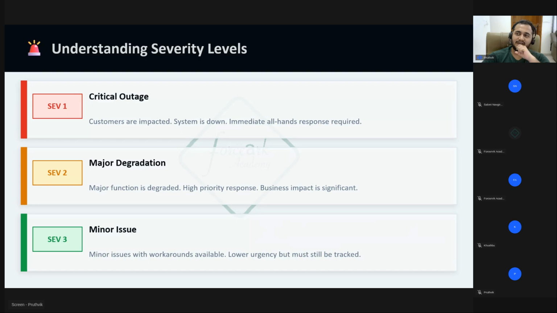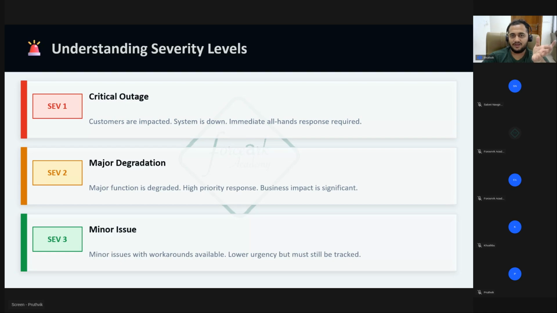And sev 3 is something where you have some workarounds available, and it's something with low business impact. Maybe your business users want some reports to be generated, and they're not able to generate the report as soon as possible, right? But we have some workarounds to generate that report, so that can be provided to the business users, and we can still work it out, but the issue still needs to be fixed, right? So sev 3 will have its own SLA management.